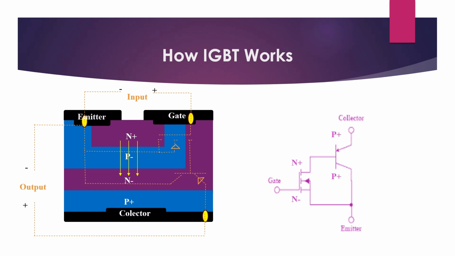The higher the gate-emitter voltage above the threshold, the more pronounced the conductivity modulation, leading to a lower on-state voltage drop and higher current capability. To turn off the IGBT, the positive gate-emitter voltage is removed or reduced below the threshold voltage, often to 0 volts or a negative voltage. This removes the electric field, and the inversion layer under the gate disappears, effectively closing the IGBT.